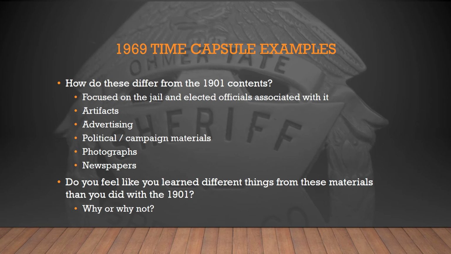So you've probably noticed that there are different things you're learning here, right? What didn't you learn that you thought you would because of what you saw in the 1901 capsule? What's different? What are some of the different things you've learned? For example, why would you think they would include a nail file as part of campaign materials? Anyone want to take a guess?